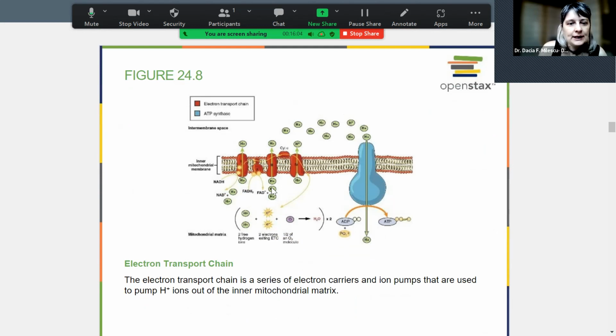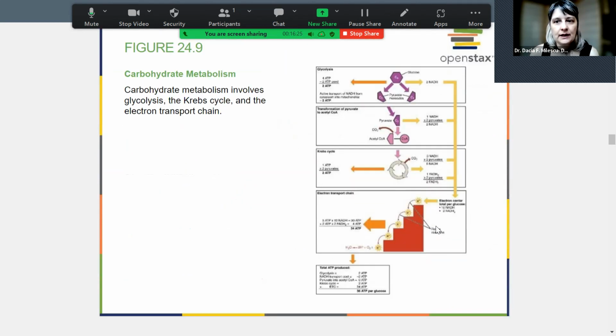So the electron transport chain, each time you have the electron transport chain occur, a series of electron carriers and ion pumps are used. And so the hydrogen is pumped out of the mitochondria. And of course, the great news is we're making more and more ATP. And that's why we call the mitochondria the powerhouse of the cell.